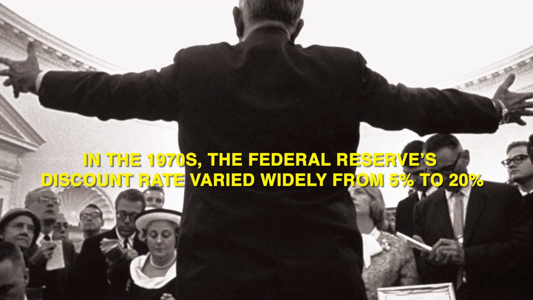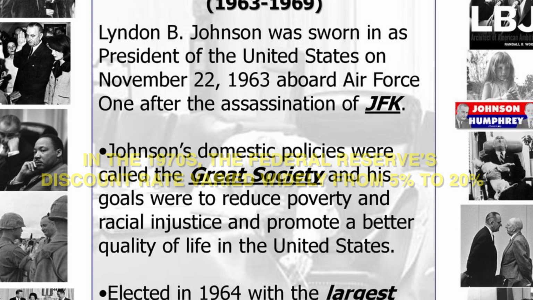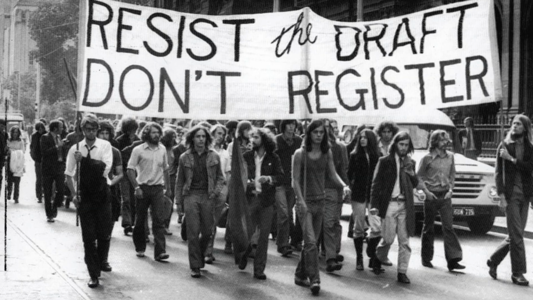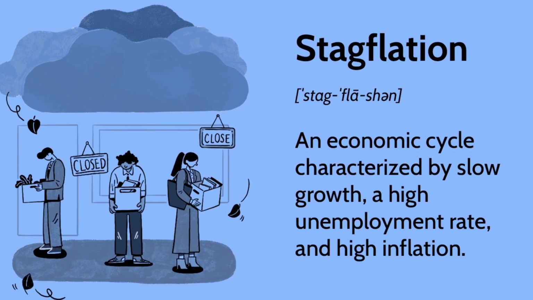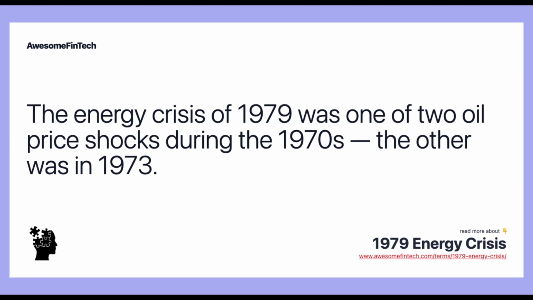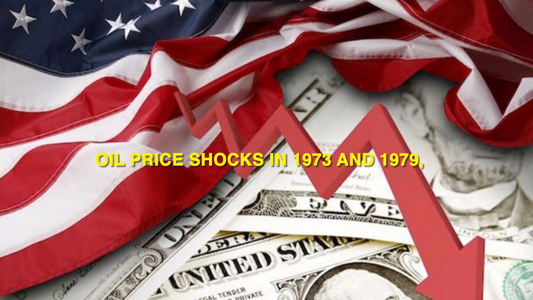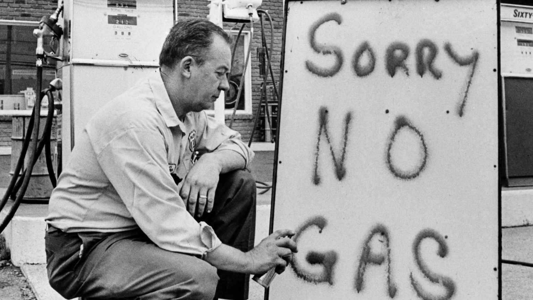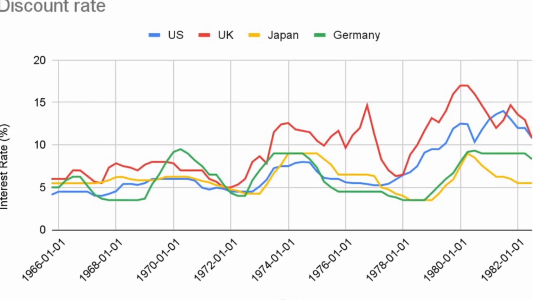In the 1970s, the Federal Reserve's discount rate varied widely from 5% to 20%, with significant increases towards the end of the decade and into the early 1980s. In the 1970s, the United States faced a unique economic challenge known as stagflation, a combination of high inflation and stagnant economic growth. This phenomenon was exacerbated by several factors, including two oil price shocks in 1973 and 1979, which sharply increased energy costs and disrupted global markets. Additionally, expansive government spending on social programs and the Vietnam War added further inflationary pressures.